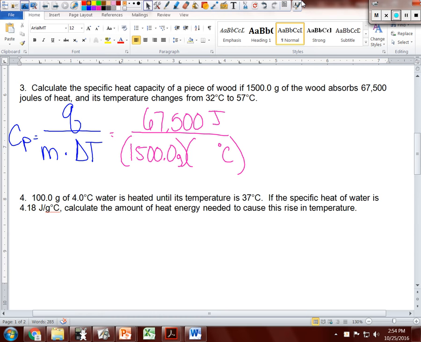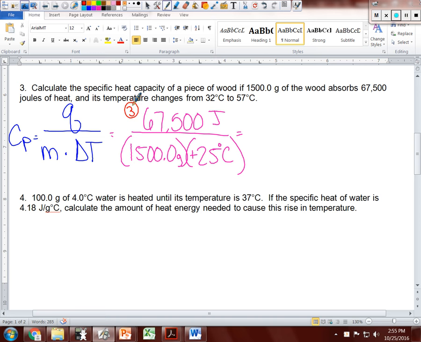So delta T, what did you subtract? What from what? Or what minus what? Very good. 57 minus 32, which is how much? 25. Now, is that a positive 25 or a negative 25? Positive. Very good. Okay. So when you did this, my first question to you is based on significant figures. How many significant figures are in 67,500?